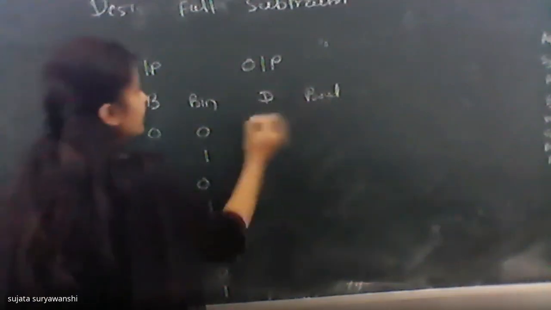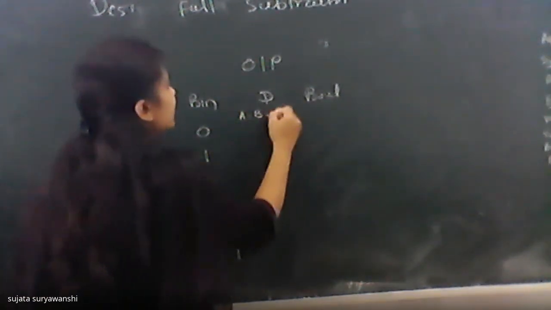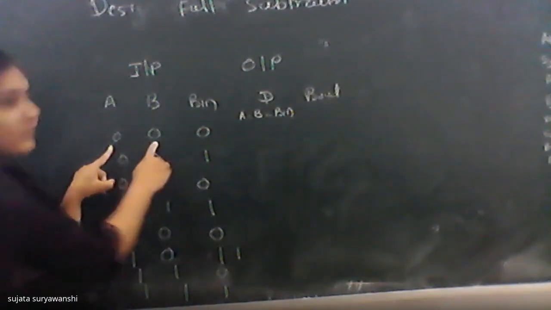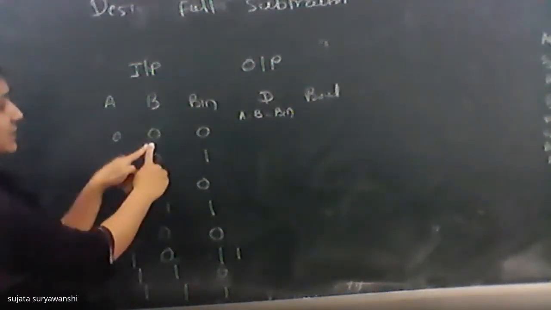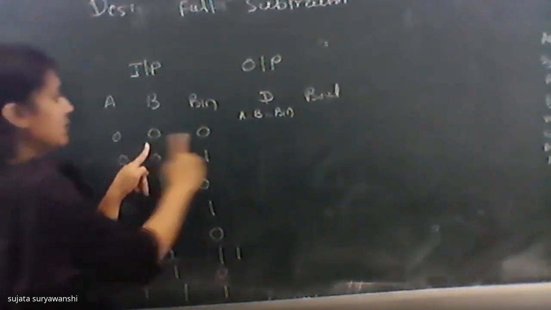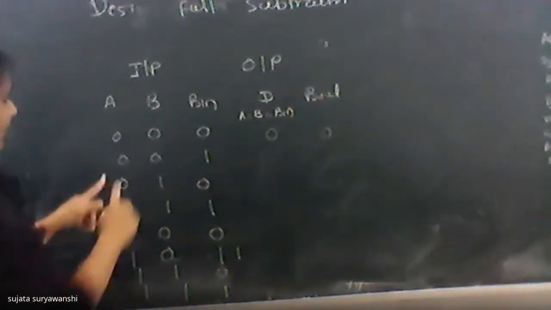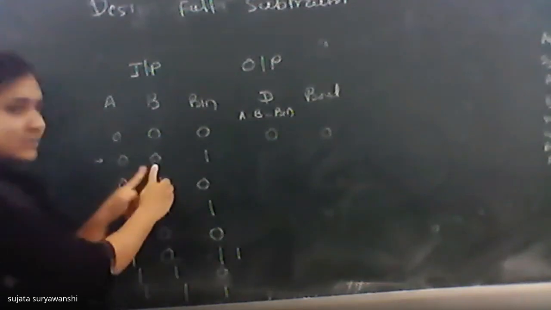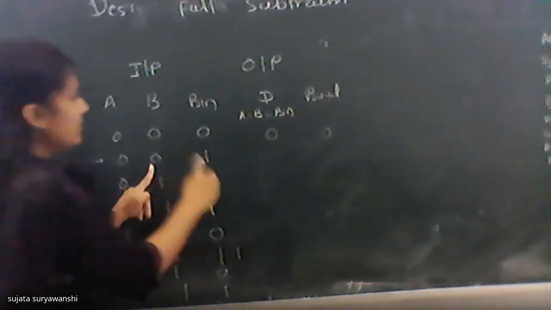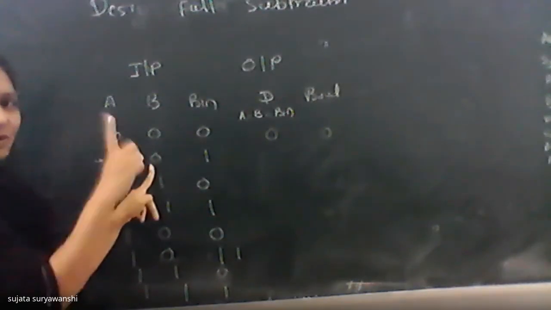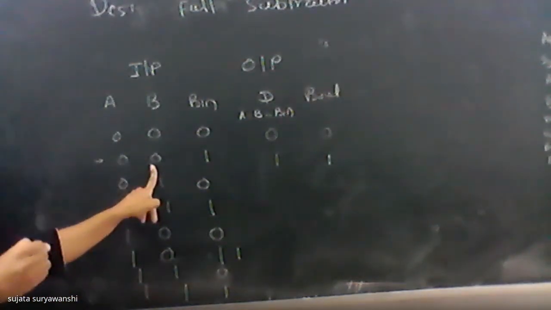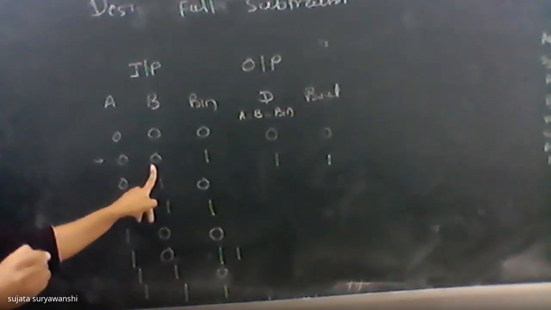After this, difference means what? A minus B in. You have to perform this. For the first combination, 0 minus 0 is 0, borrow is also 0. So difference is 0, borrow is also 0. Now the second combination, 0 minus 0 minus 1: difference is 1 and you are getting borrow 1. Understood? Are you getting this?